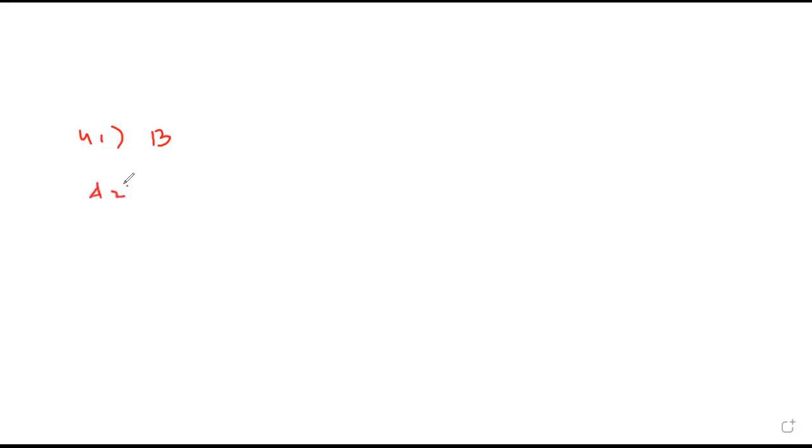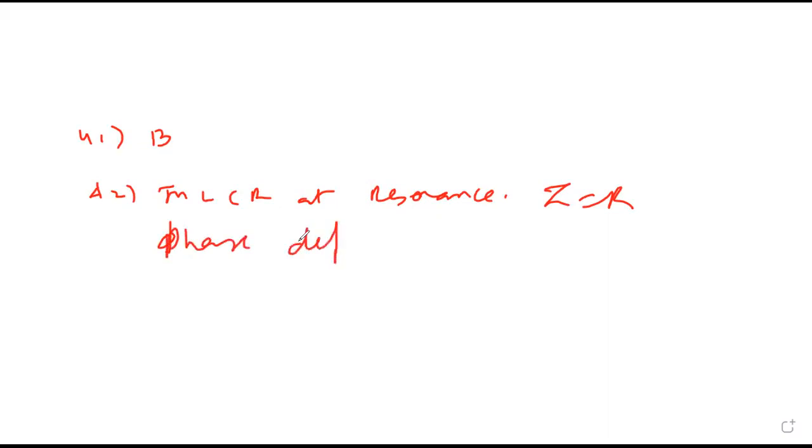42. In an AC LCR circuit at resonance, what happens at resonance? Z becomes R, na? So phase difference phi. When the circuit becomes purely resistive, then phase difference becomes 0. Yes, sir. So answer A.